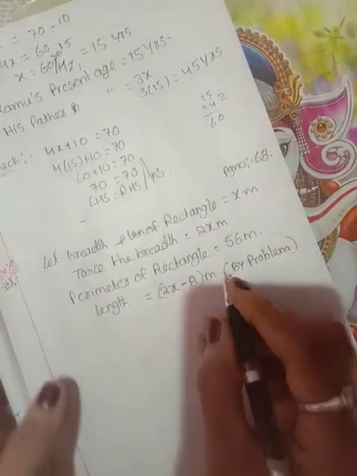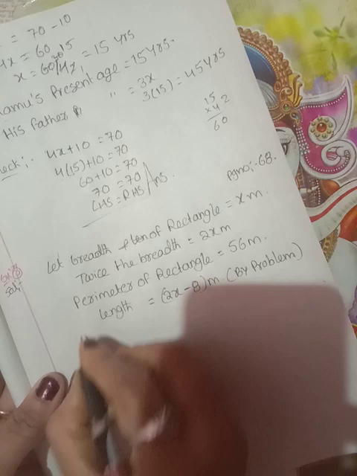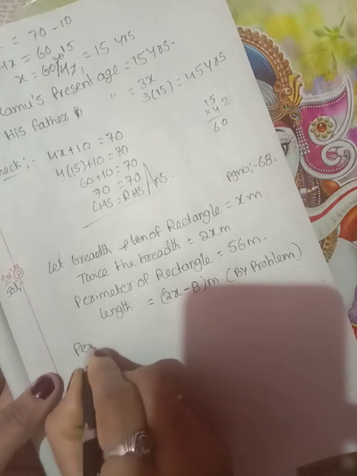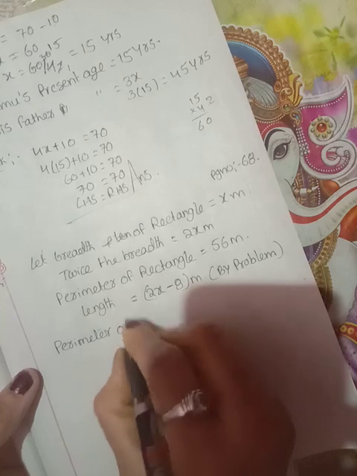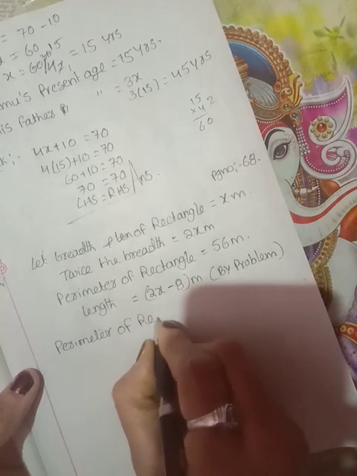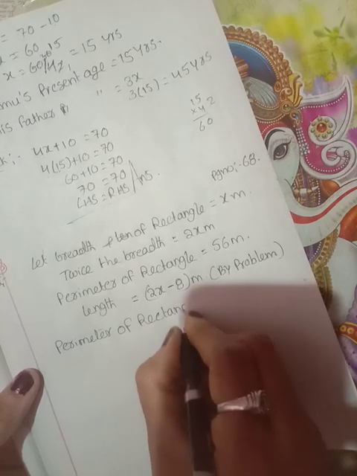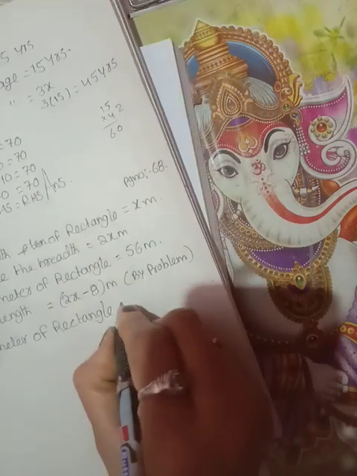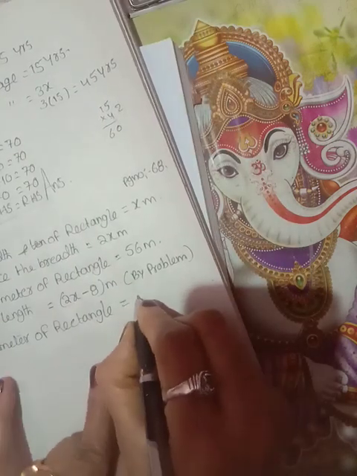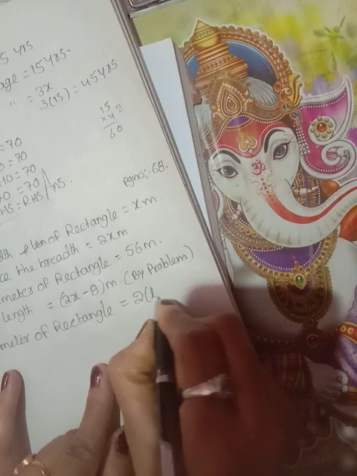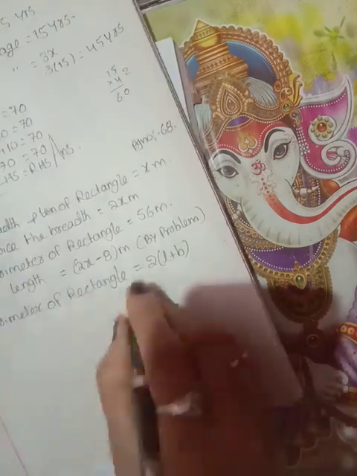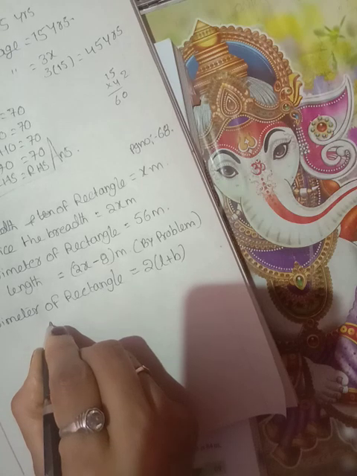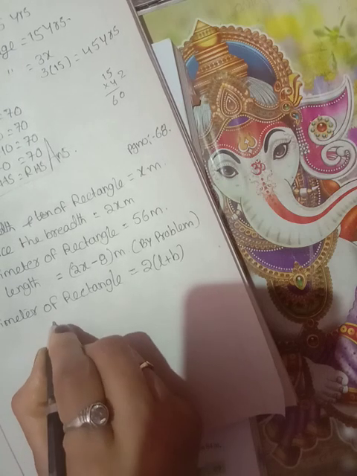You need to find the perimeter of that rectangle. Why? Because here the given data in our problem is the perimeter of the rectangle. So what is the formula for the perimeter of a rectangle? 2(L plus B). What is the perimeter of the rectangle? Here it is 56.